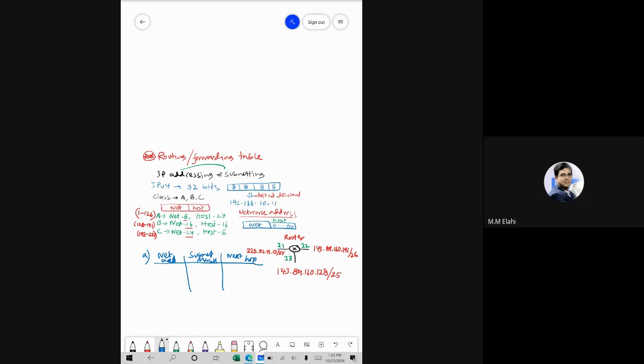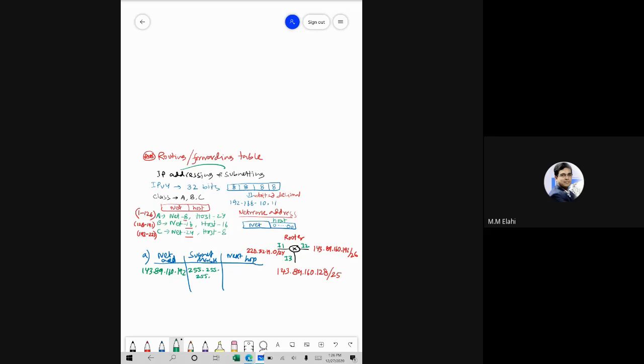the top one, that is 143 network address, 89 160 and 192. Subnet mask means number of network bits represented as dotted decimal. So when you represent 26 bits as dotted decimal, you have to take the first 8 bits 255, second 8 bits 255, third 8 bits 255.